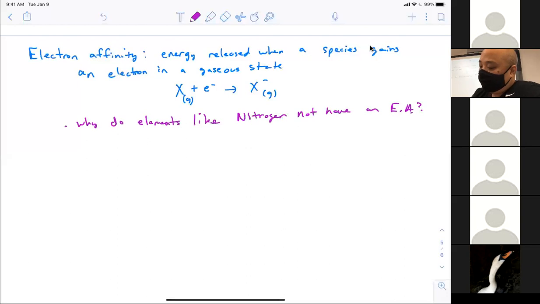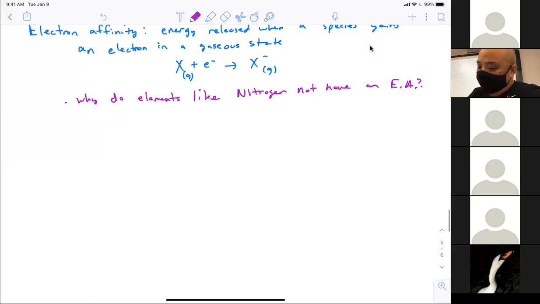Okay, so when you start running into the issues of why are there exceptions to trends and why are there lacking numbers, that comes down to electronic structure. That comes down to electron configuration. So if you ever get stuck on trying to explain an exception, draw out the electron configuration, or the orbital diagram, and that should help you.